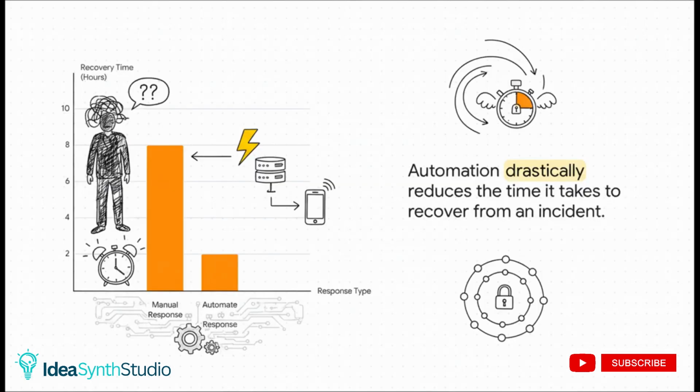And here is where you can make a huge difference. Look at this chart. That tall bar on the left, that's what happens with a manual response. Someone has to notice the problem, then figure out who to call, and eventually the right people get on it. Now look at that short bar on the right. That's an automated response. The system instantly detects the failure and pages the on-call team. Automation absolutely slashes that recovery time.